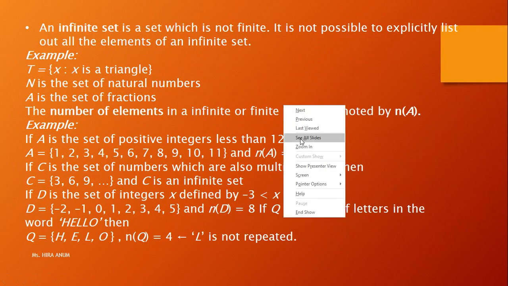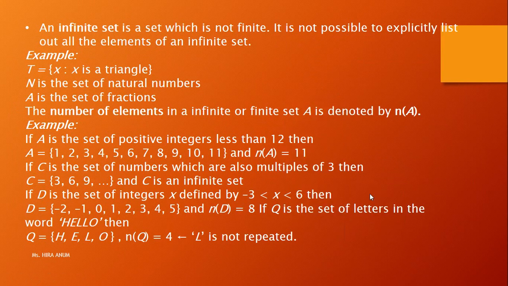Now, an example of this is: A is the set of positive integers less than 12. Then you can count the elements, and it is 11. Then the set of numbers which are multiples of 3, you can write this. This is an infinite set. This is a finite set. This is an infinite set. D is the set of integers x defined by -3 < x < 6.